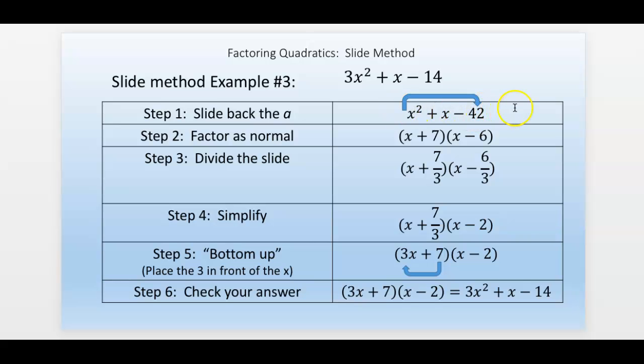Now we know how to factor this one. Again, the signs are different. So we're looking for two numbers. When you subtract them, you get 1. And that's 7 and 6.